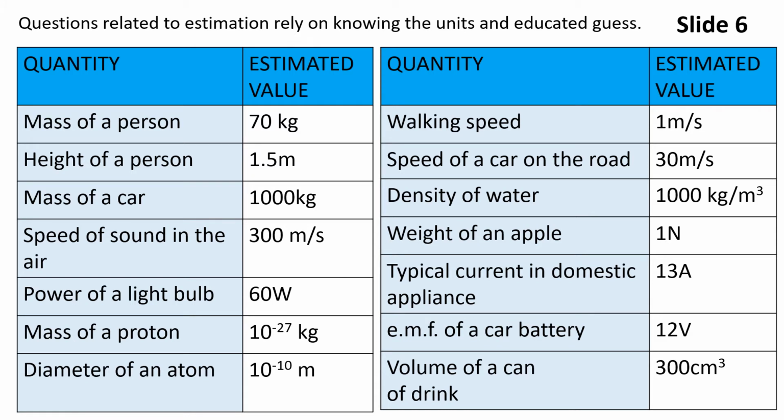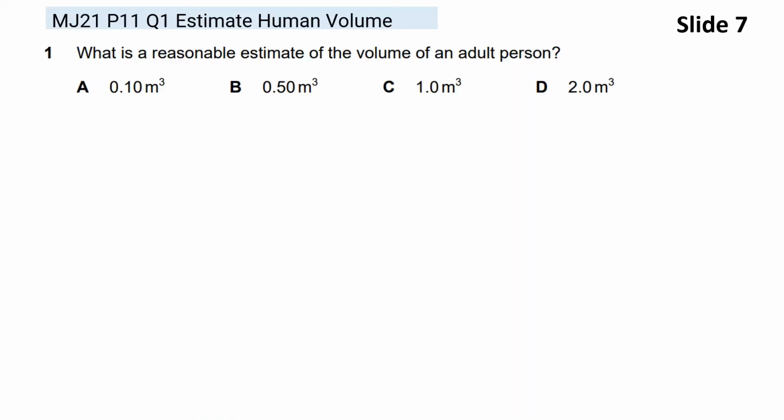Typical current in domestic appliance, 30 amps. EMF of a car battery, 12 volts. Volume of a can of a drink, like a soda can, 300 cubic centimeters. Now, in slides 7 through 10, I'm going over 4 questions from AS Physics exam about estimation.